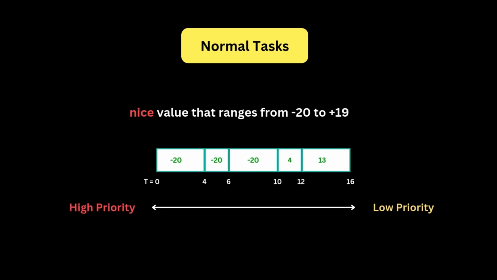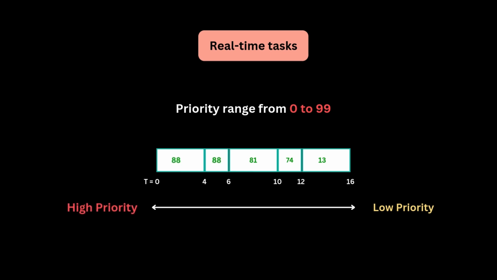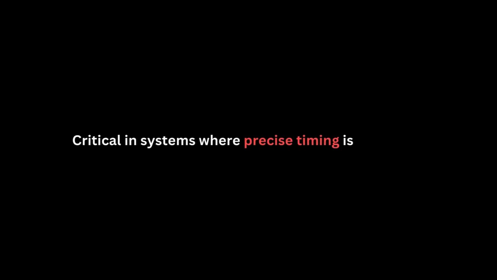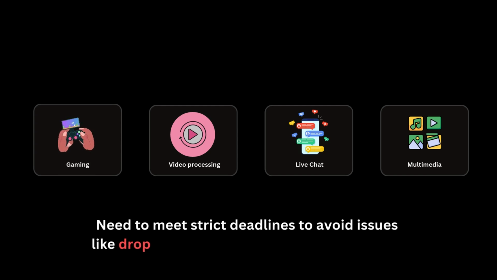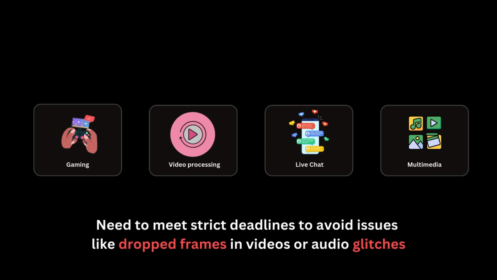Normal tasks have a nice value that ranges from -20 to +19. A lower nice value means higher priority, as the task is less nice to other processes, so it demands more CPU time. Real-time tasks, on the other hand, have a priority range from 0 to 99. The higher the number, the higher the priority. Real-time tasks are critical in systems where precise timing is important, like gaming, video processing, live chat, or other multimedia tasks. These tasks need to meet strict deadlines to avoid issues like dropped frames in videos or audio glitches.